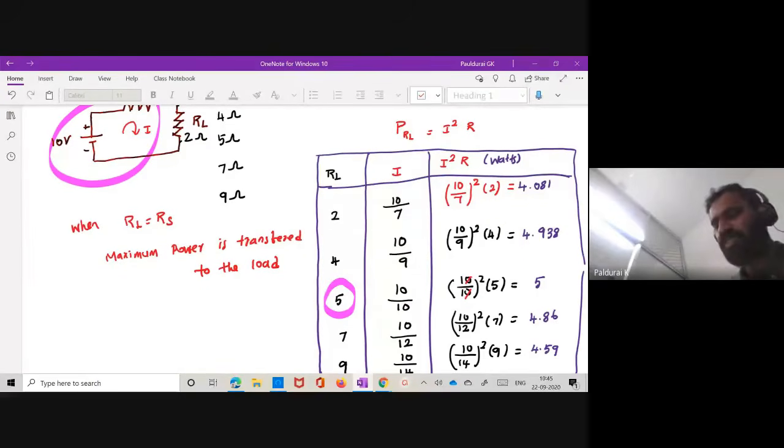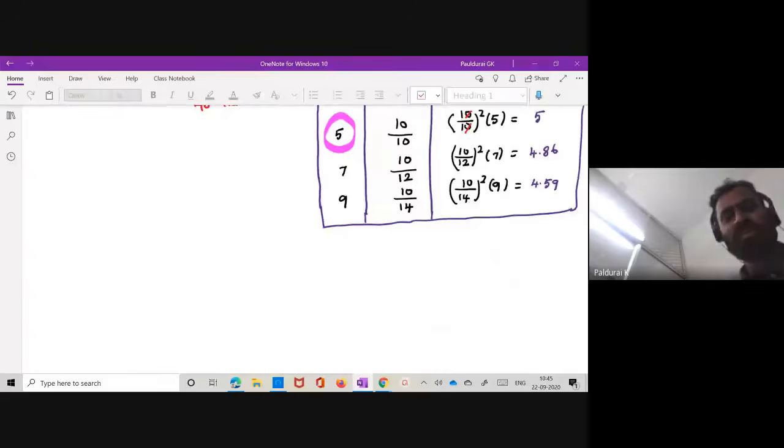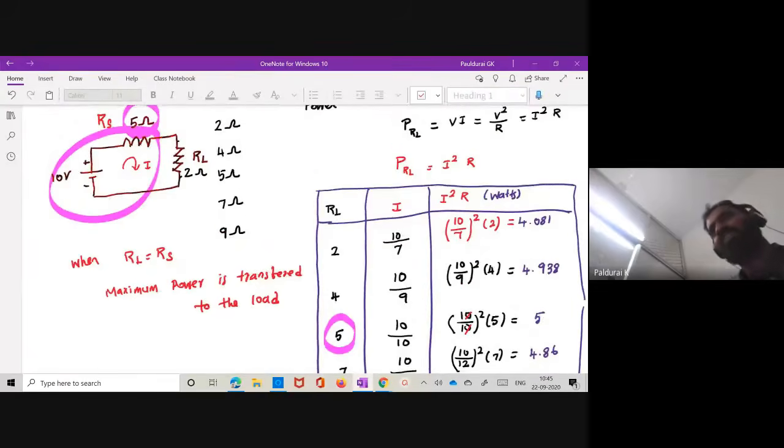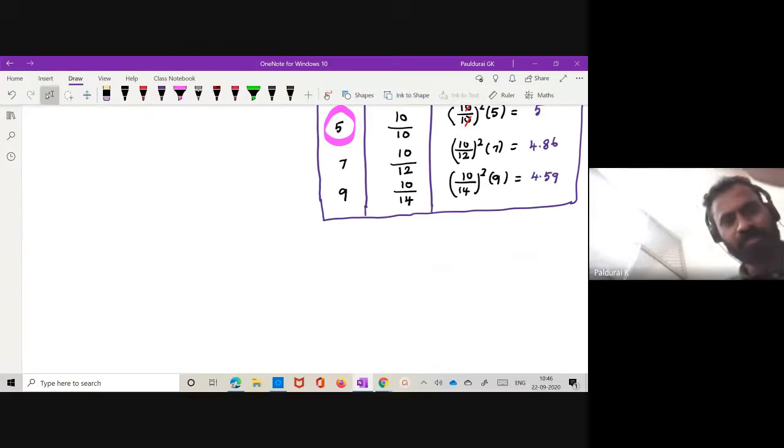So now shall we solve some problems based on this? Once again, what we are going to do is calculate the Thevenin equivalent. Once you know how to calculate the Thevenin equivalent, the extension of the Thevenin equivalent will give you the maximum power transfer theorem. It's very simple, right? So I will complete this by today. We will solve the first problem. Take example number 1.